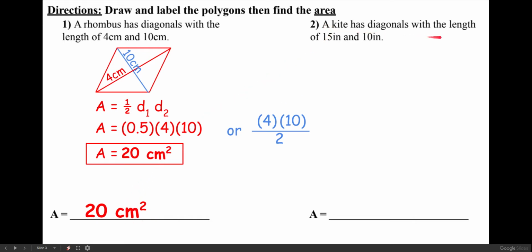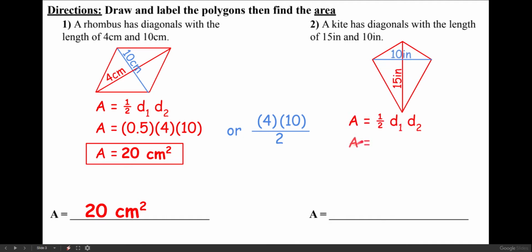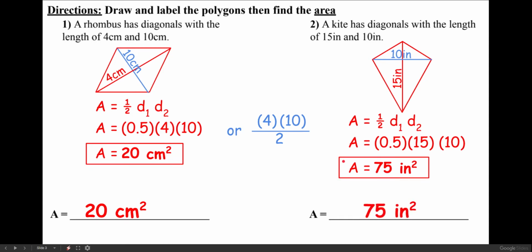A kite has diagonals with the length of 15 and 10 inches. Let's go ahead and draw our kite. Let's say this one is 15 inches, that one's 10 inches, and let's fill in our formula. Area equals 0.5 times D1, 15, times D2, which is 10. Order doesn't matter. If you do 15 times 10 divided by 2, you should get an answer of 75. 75 what? We're talking about inches, so this should be inches squared because we're talking about area.